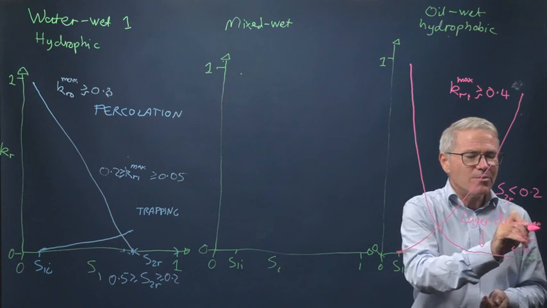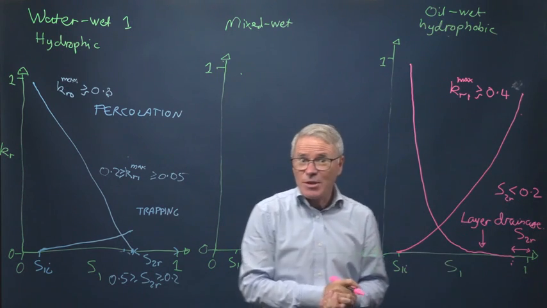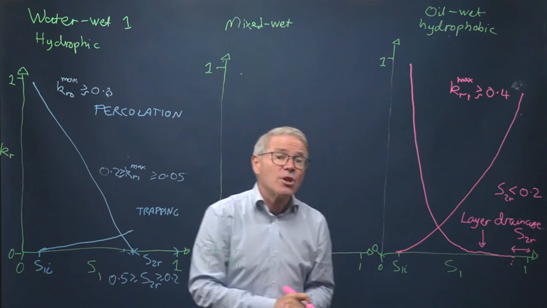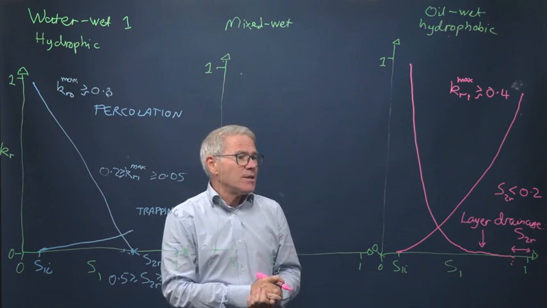You might say, why drainage? Well, actually, this is a drainage type displacement, isn't it? Phase 1, which we're injecting, is the non-wetting phase. That's a drainage type displacement. So this is layer drainage.